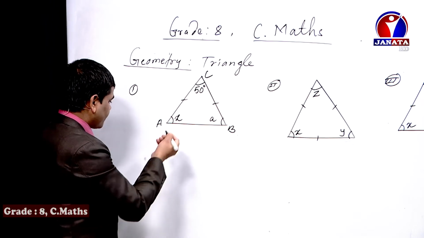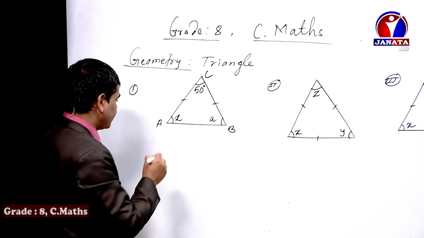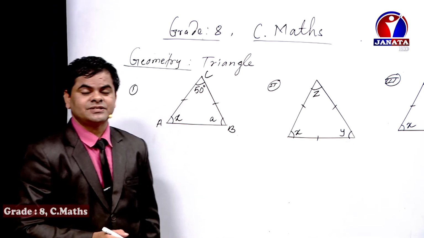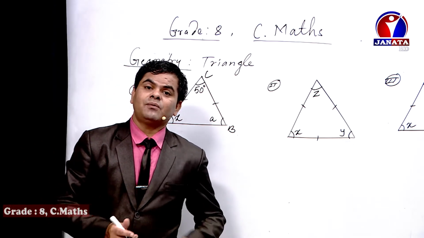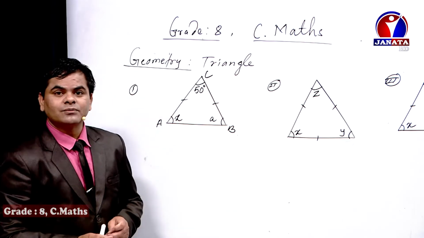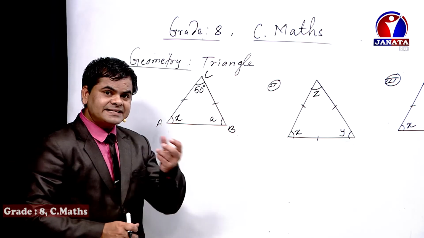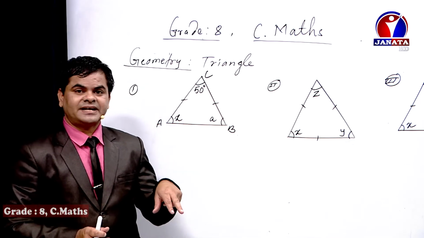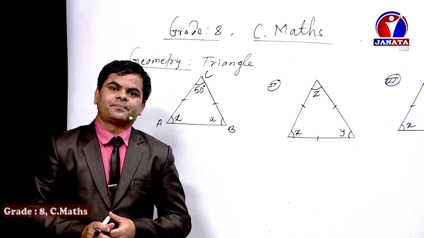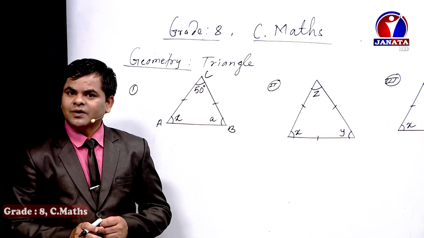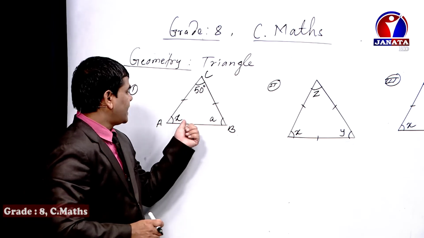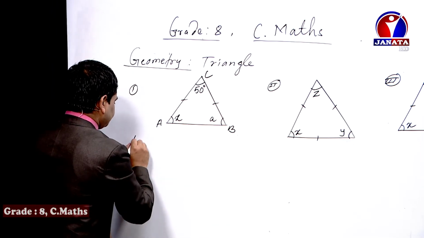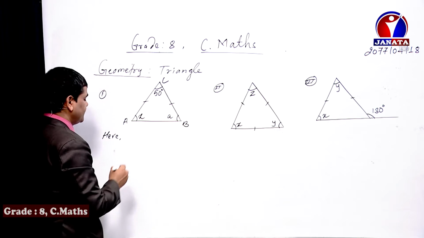We know the base angles of an isosceles triangle are equal. And another thing, dear students, whether the triangle is isosceles or any other type, the sum of the angles becomes 180 degrees. So by taking these two facts, one that base angles of an isosceles triangle are equal and another that the sum of angles of a triangle is 180 degrees, we can find the value of x as well as a. So let's start solving this question.